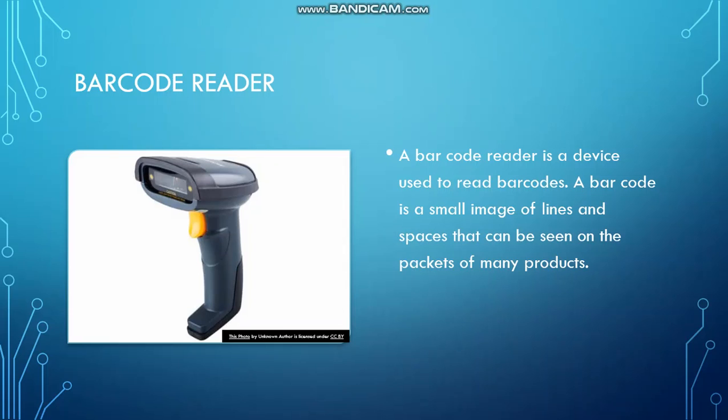The next input device is a barcode reader. I believe we all have seen a barcode reader in any shopping mall. It's basically an input device used to read barcodes. And what is a barcode? A barcode is a small image of lines and spaces that can be seen on the packets of many products. And basically this device scans the barcode.